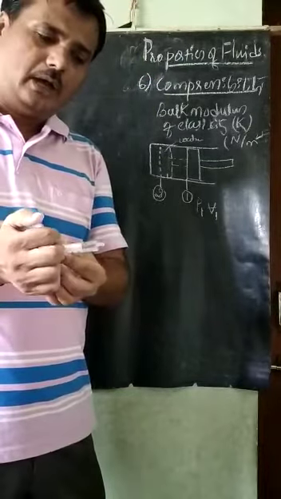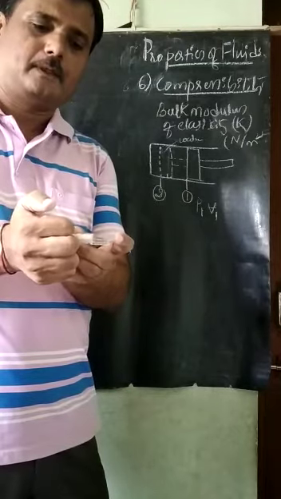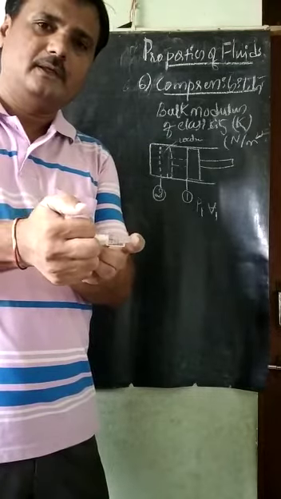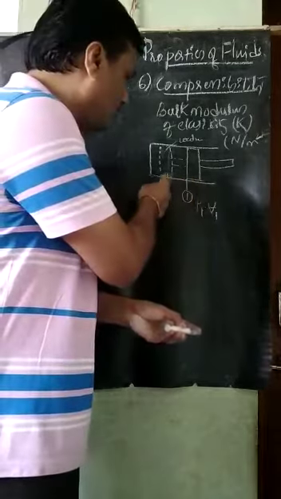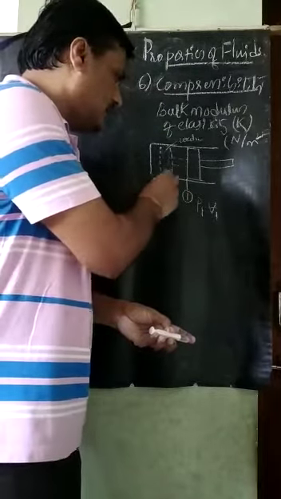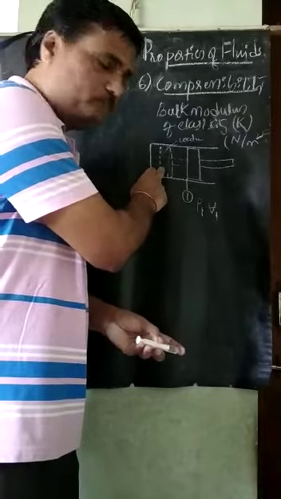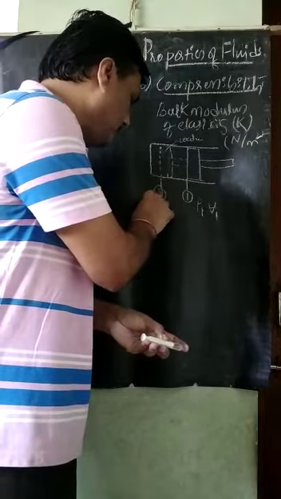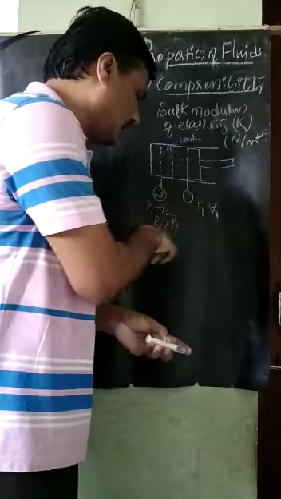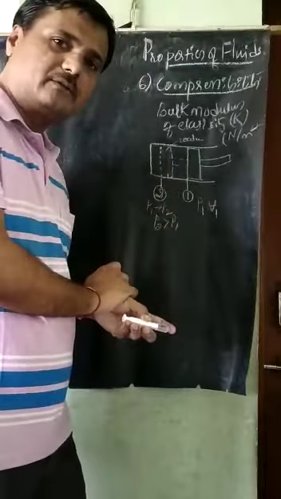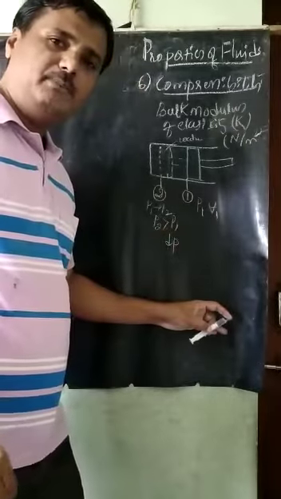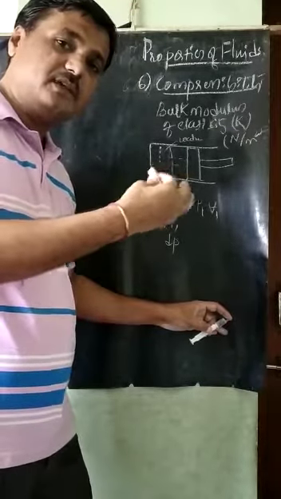Next, I will compress it. If I compress it like this, if I move this piston from 1 to 2, what happens? The pressure of this water will increase from P1 to P2. Therefore P2 is greater than P1. The change of pressure is dP. dP is the change of pressure. The pressure of the water is increasing.